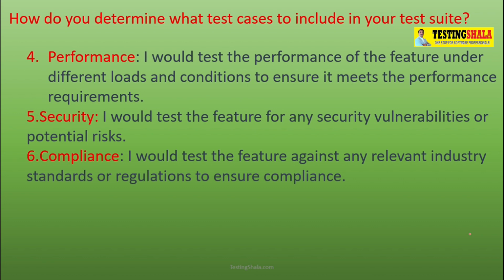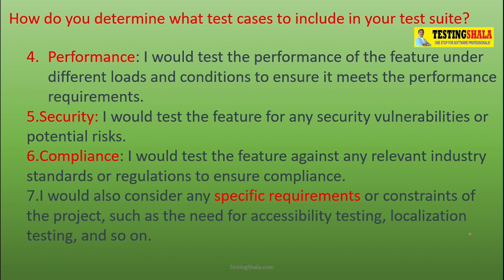And apart from that, if there are any specific requirements or constraints in your project, like accessibility testing or localization. Accessibility testing is about whether blind people or other disabled people can access your application. Still, you should be able to provide access to different disabled people as well. We should test this as part of accessibility test cases, in case your application is exposed to blind or disabled people as well. And localization testing, again, if the application is exposed in different languages, then we should test localization as well.